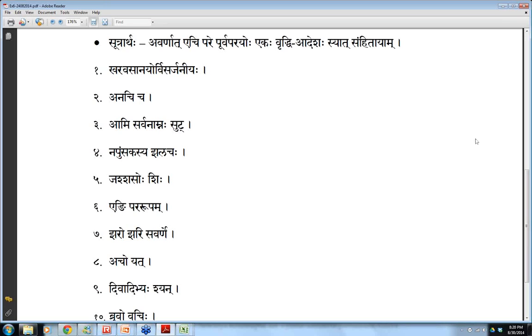We'll try. Anybody else want to volunteer? Any other volunteers for the Sutrartha? Was it difficult? I see lesser number of people volunteering this time.